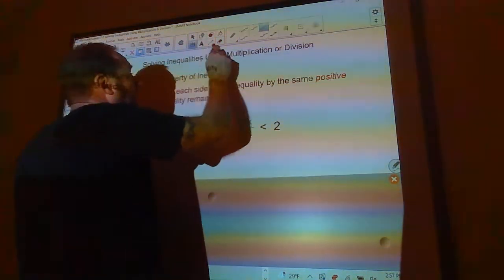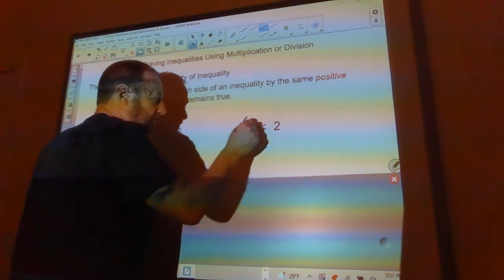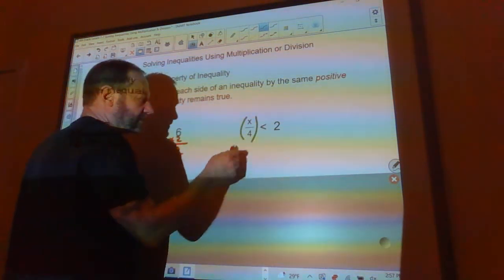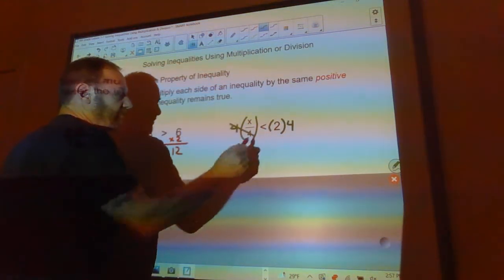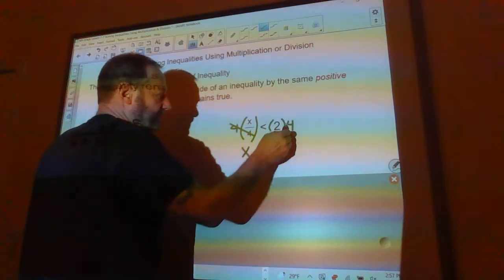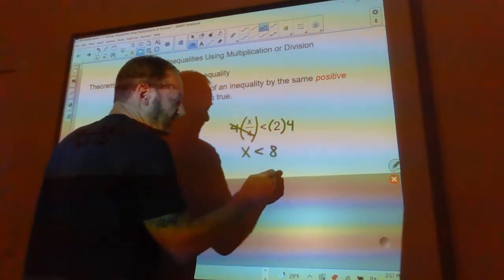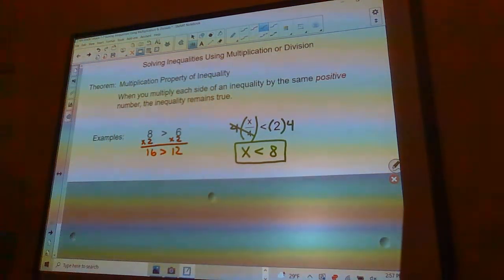Now over here, on this one, x divided by 4 is less than 2, so I'm going to multiply both sides by 4. That's going to make that 4 go away and leave me with x is less than, this is a positive number, so it still works, x is less than 8. And then I would graph that.